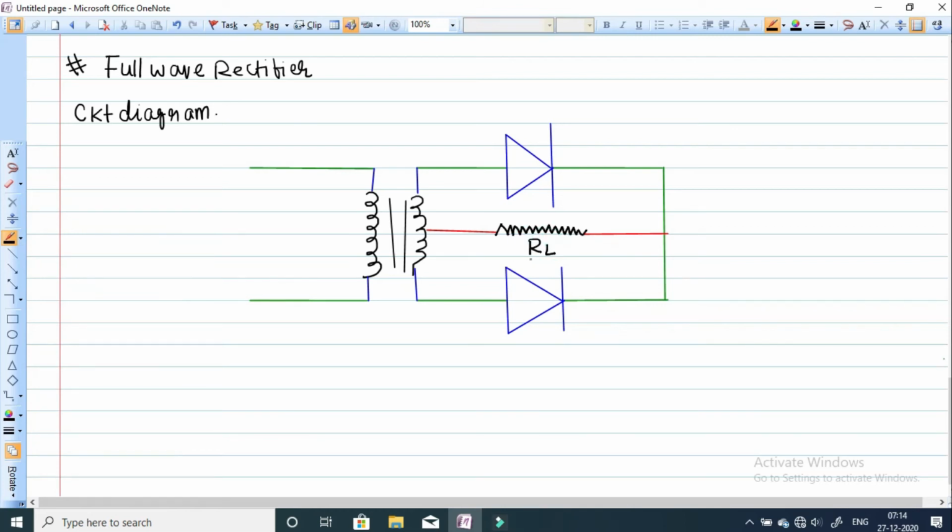The terminals we can mark now. This terminal we can mark X, and this terminal we can mark Y, or XY. This terminal we can mark as terminal A, and this terminal we can mark terminal B. Here is the input AC. This side input AC is applied. Let me draw the input AC. Here input AC is applied.